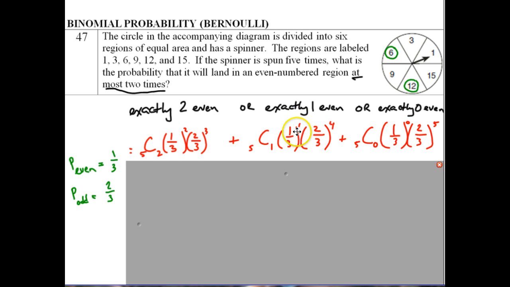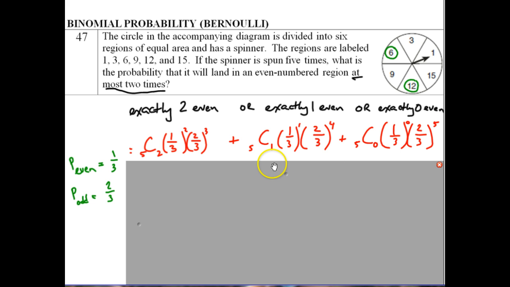Therefore, the exponent on the 1/3 probability, remember, even was 1/3. So one of those, that leaves 4 of them to be not even. Finally, if I want exactly 0 even, I've got a 5c0. That means the exponent of even, which is 1/3, is 0. The exponent of odd is 5.